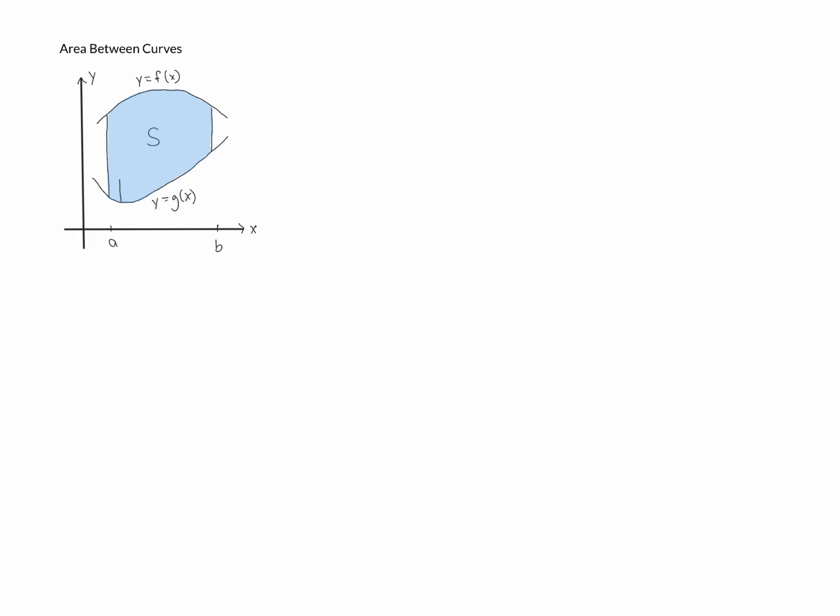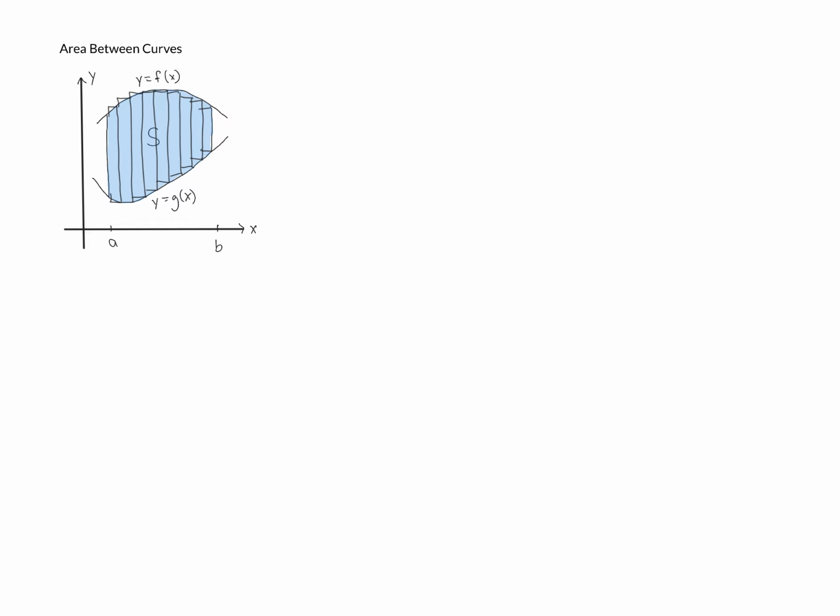We can divide this into n strips of equal width. And then once we've done that, we can use approximating rectangles. And I'm drawing this very crudely, but I think you get the point. I'm using right-handed rectangles, but we know it doesn't matter.